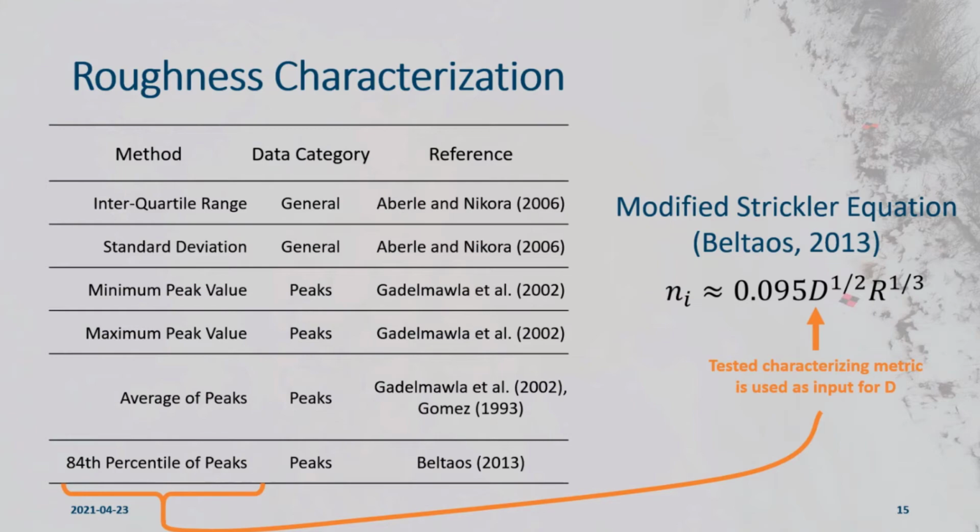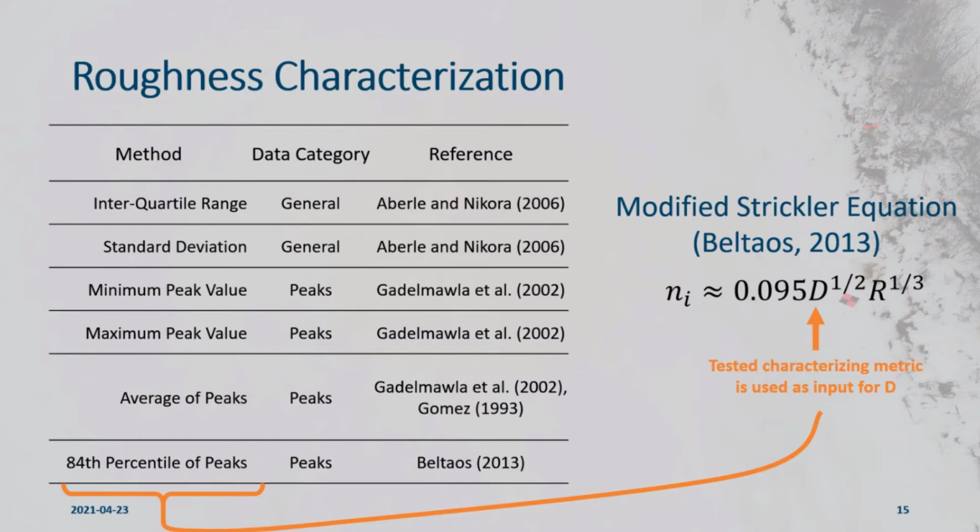So all of those values become the D value in this equation on the right-hand side, which is a modified version of the Strickler equation, which in the general version relates roughness height to a Manning's roughness. And it's just modified here on the right to correspond better to ice covers.